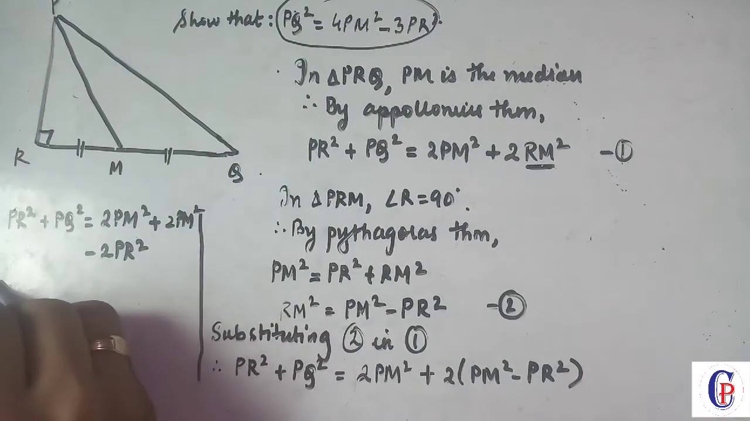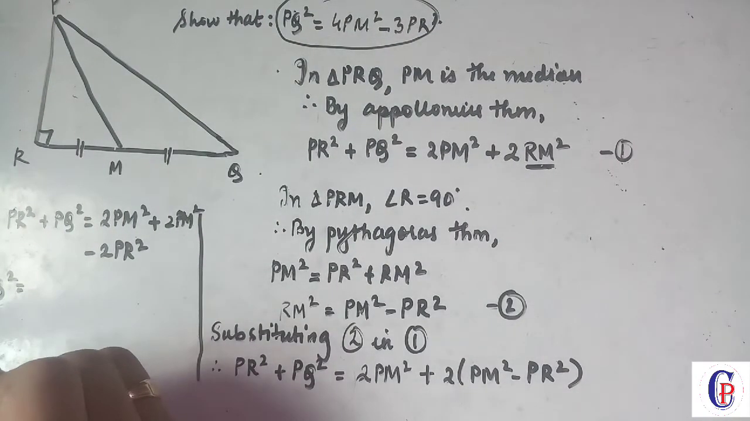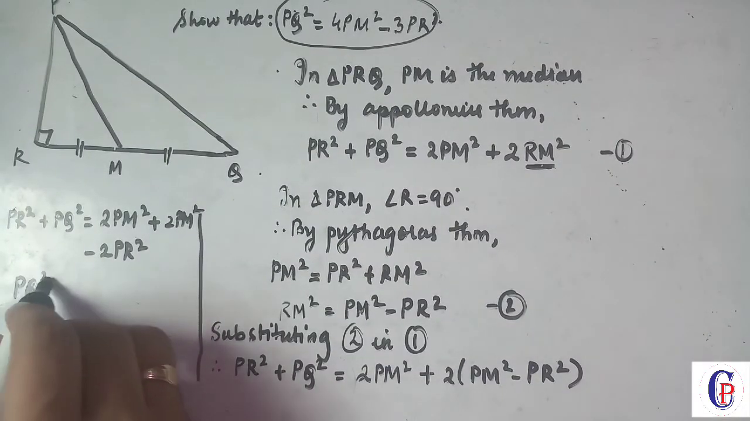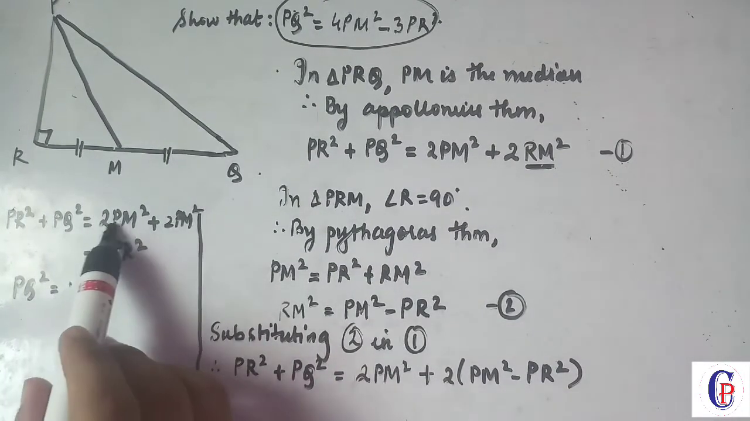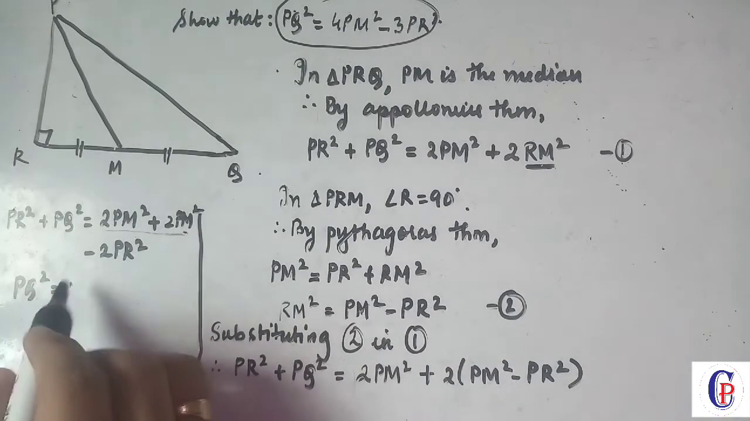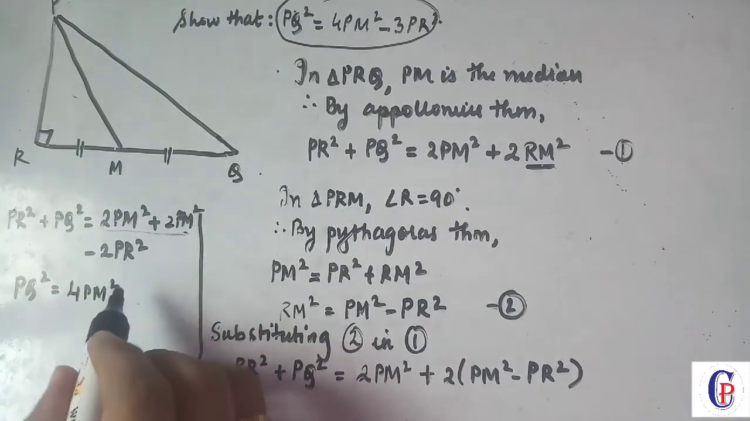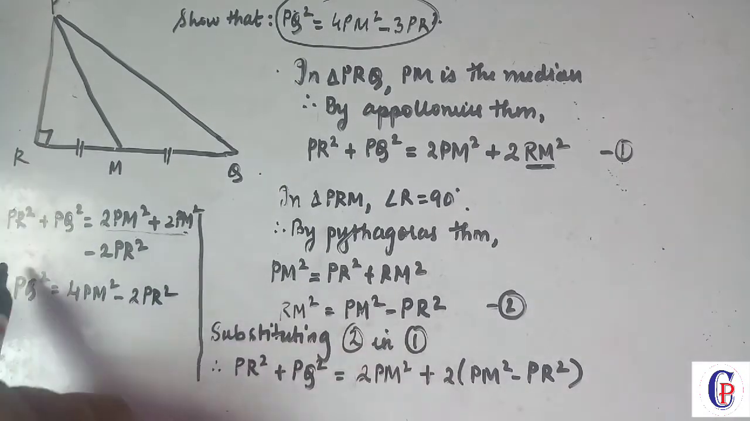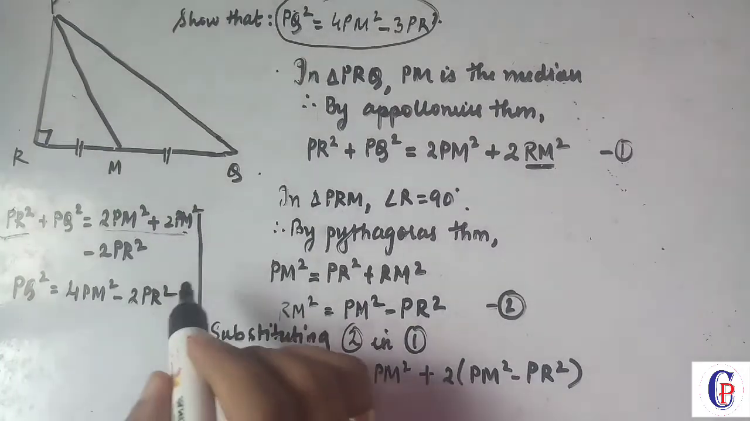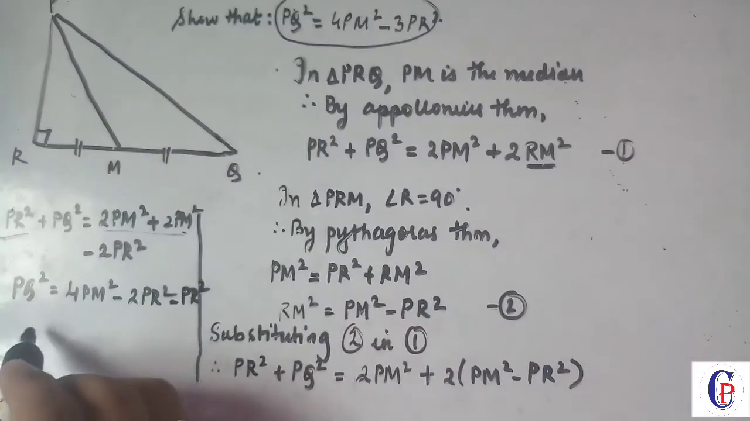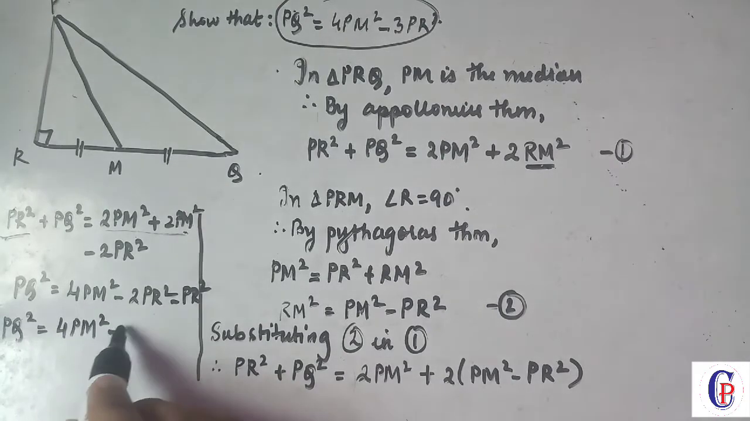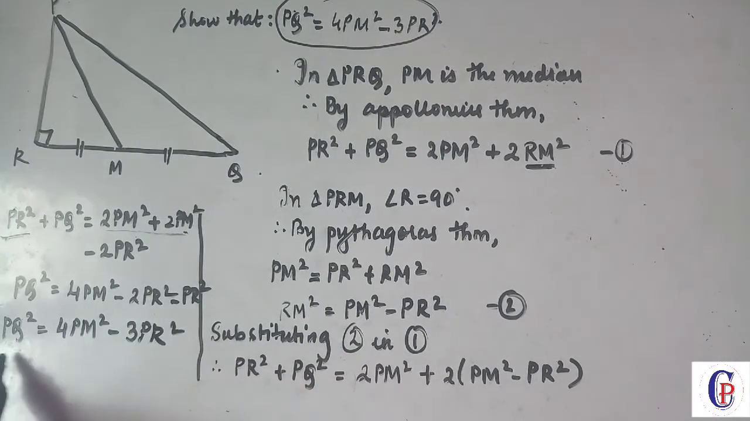So PQ square is equal to, see this is 2 PM square, 2 PM square, so it is 4 PM square minus 2 PR square, and this PR will come on the right side, so minus PR square. So we get PQ square is 4 PM square minus 3 PR square, and thus we got the result.